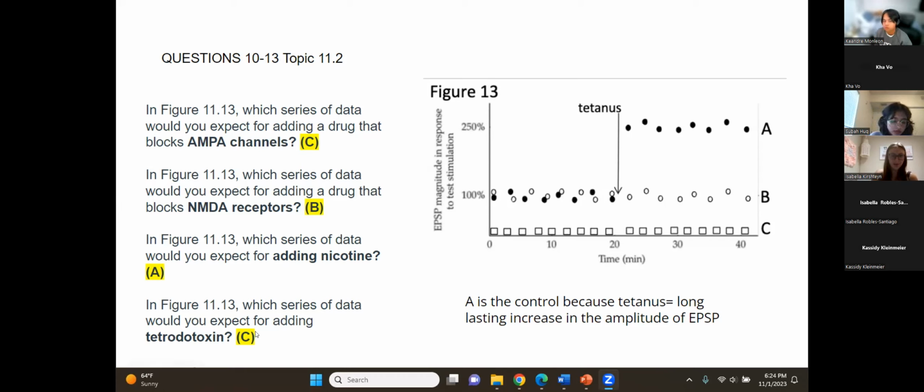And then, for this last question, what does tetrodotoxin, I don't think I'm pronouncing that right. If you think about what that essentially does, it blocks sodium channels. So if you block that sodium channel, then you really can't get any EPSP. So that's why it goes down to C, because like I said, you're blocking those sodium channels.